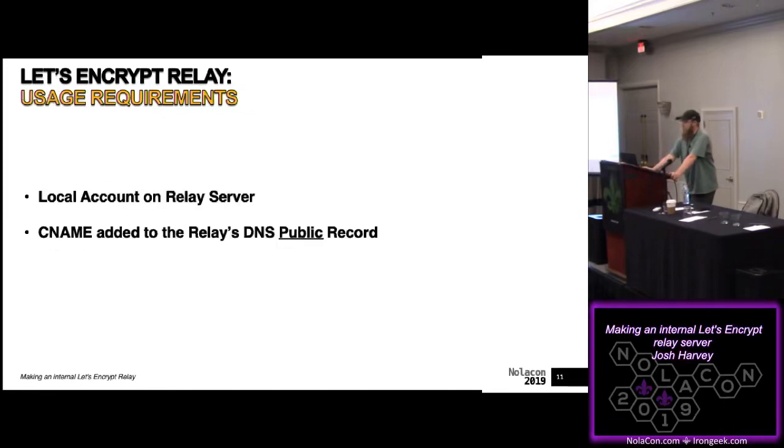So after the server requirements, we have the usage requirements. And the first one is local account has to exist on the relay server. Now, depending on your setup, if you have your public SSH keys published, it doesn't have to exist. But for our setup, the account being used, the service account or the user account, needs to exist locally on the relay server itself and have its public SSH key copied over onto the relay.